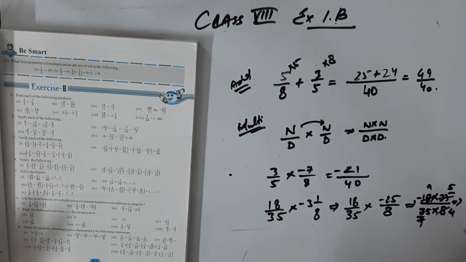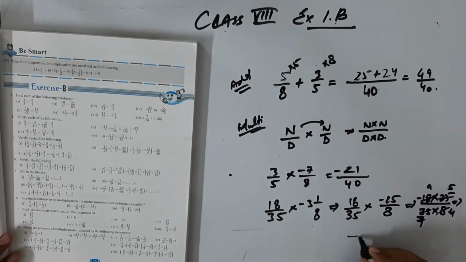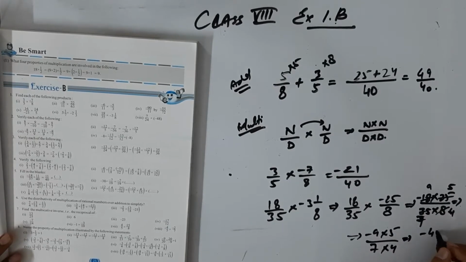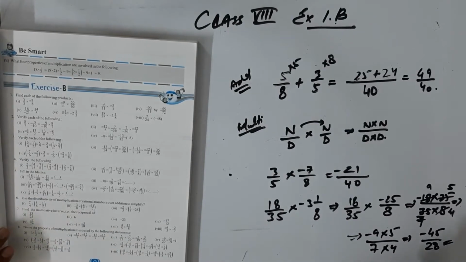18 and 8, they both come in the table of 2. 25 and 35, they both come in the table of 5. So both should be cancelled by the same number, then we can do it. So now we have 9 into 5 upon 7 into 4, but this minus sign will remain as it is. So the answer is minus 45 upon 28. I hope it is clear. Let's see the next question.